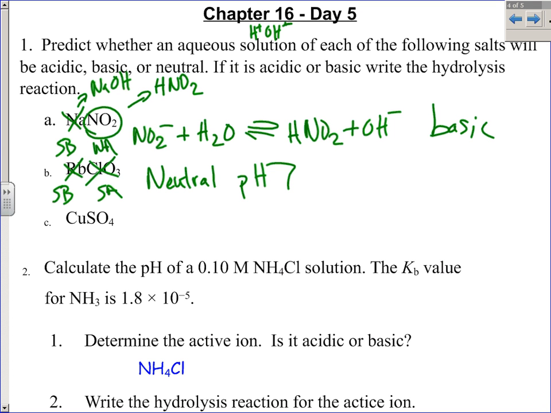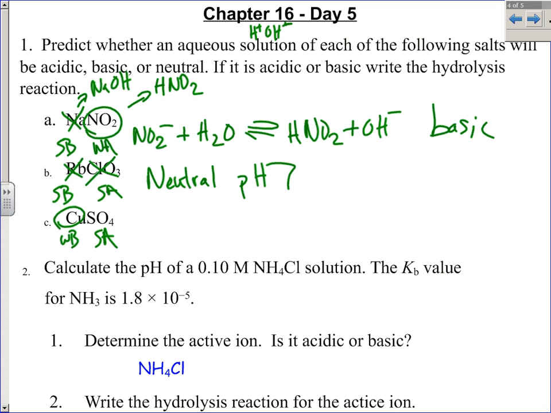Next one, copper sulfate. Copper comes from copper hydroxide. That's not from a strong, that's from a weak base, so we can't ignore that one. That's got to be active. And then we get sulfate. That comes from sulfuric acid, H2SO4, which is a strong acid. So we know that's one that we can ignore.